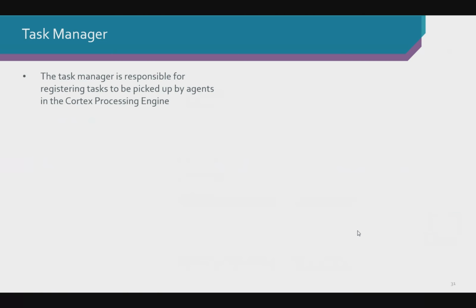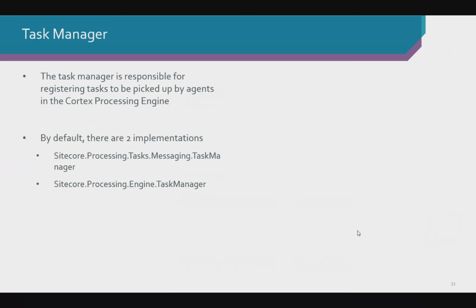Task manager is responsible for registering tasks to be picked up by agents in the Cortex processing engine. By default, there are two implementations. One is for messaging. One is for content. One is for the content management role, which can register your tasks via message bus. The other one is used for registering processing tasks into the database.